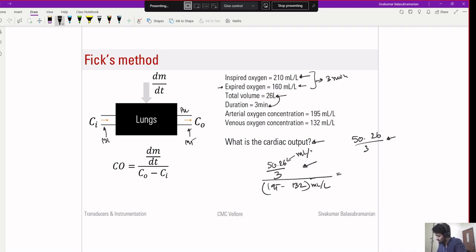It will be ml per minute. Whatever you get here will be liter per minute. What does it come out to? I guess 6 point something, is it? 6.87, right. So that's the cardiac output in this particular example. So that's one of the methods.